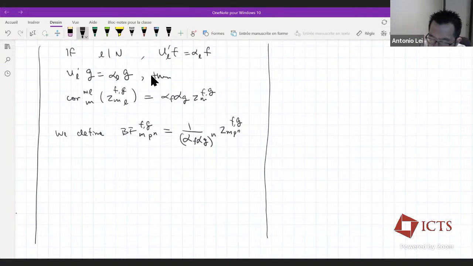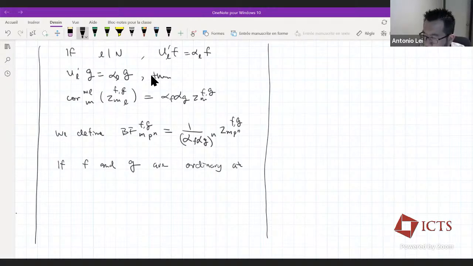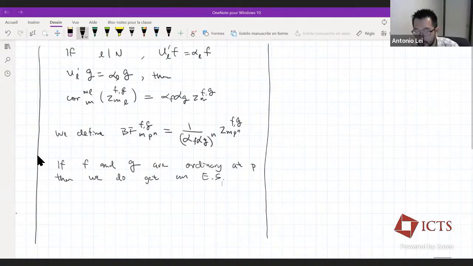So let's say, if F and G are ordinary at P, then we do get an Euler system after you have modified these elements by this alpha F and alpha G. And then I just want to say that these elements do have some arithmetic information in the sense that they are related to some L values.